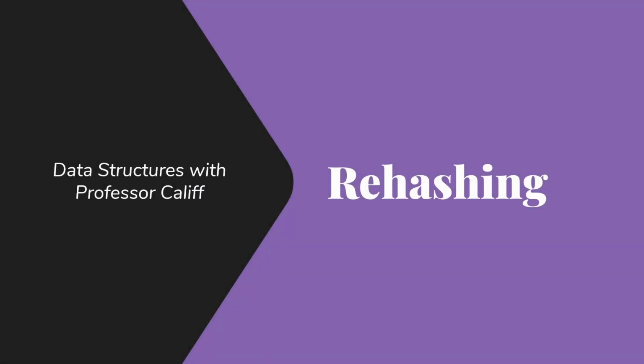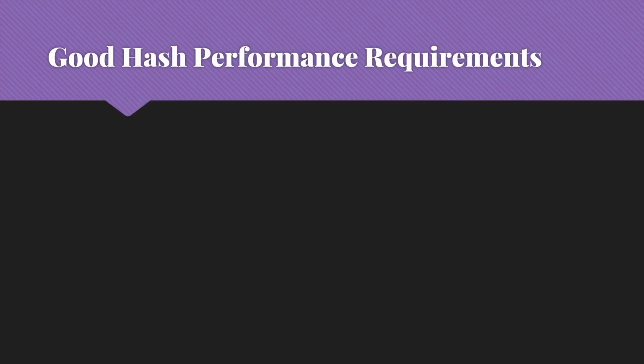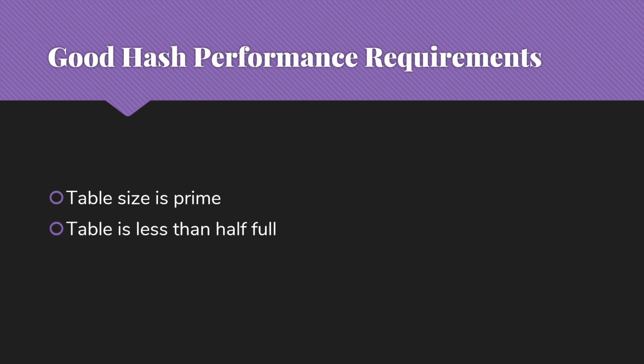Today I'd like to talk about rehashing. In the last video, I mentioned that there are requirements for good hash performance. Specifically, we need a table size that's prime, and the table needs to be less than half full. So then the question becomes, how do we guarantee that the table is less than half full? And the answer is rehashing, which we're going to talk about today.